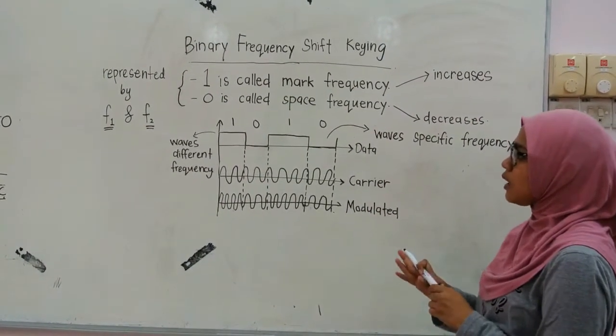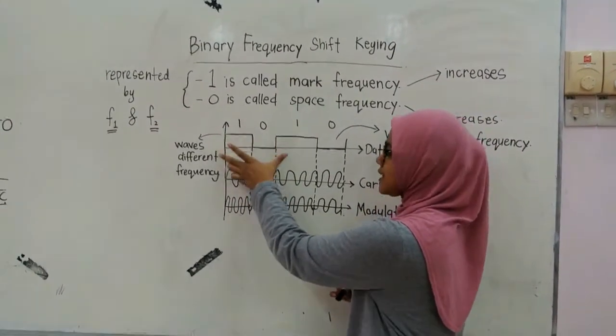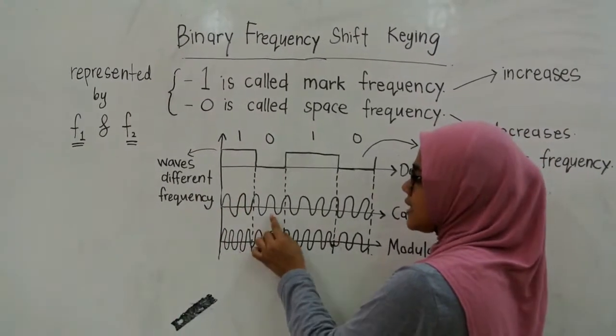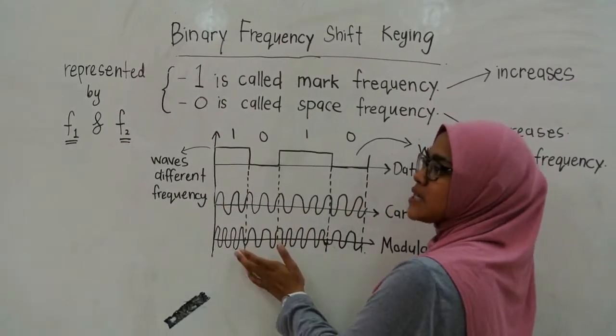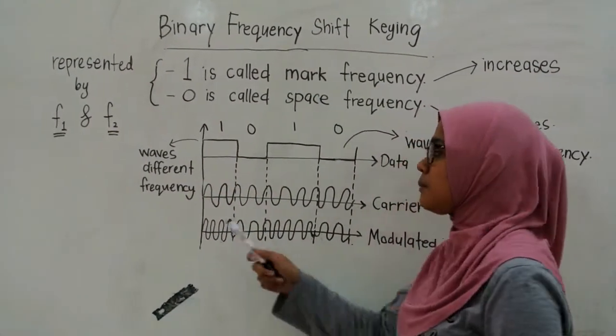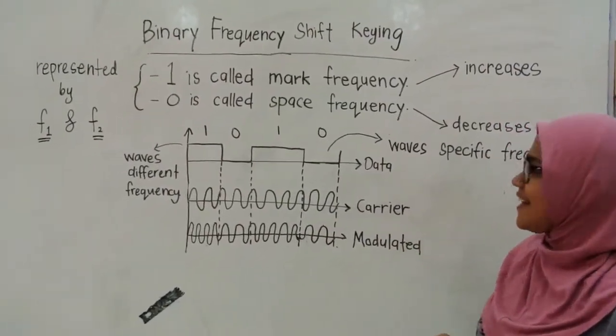So now, how do we determine this 1 and 0? The value of this graph is determined by the frequency itself. This 0 will be determined by a specific frequency, and the 1 will be determined by a different frequency. I think that's all.